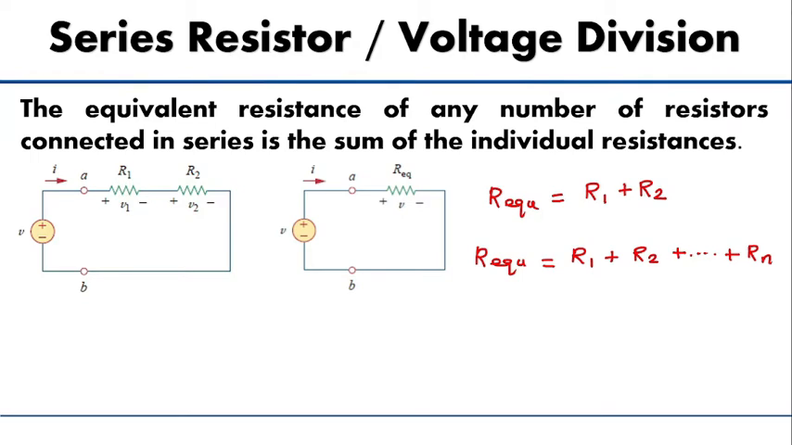Therefore, from the circuit, we can modify it as R equivalent, which is R1 plus R2. Therefore, the voltage across R equivalent is V, which must be the applied voltage.